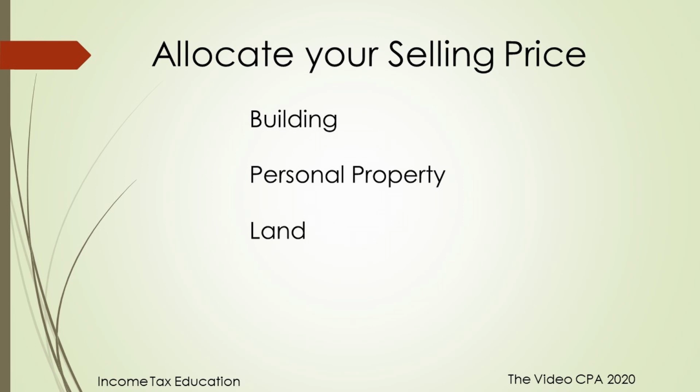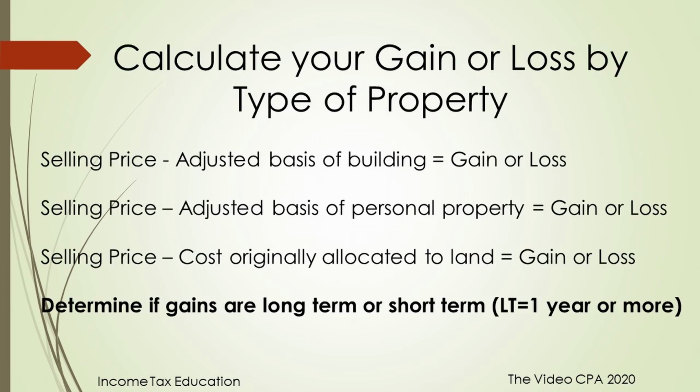So that's not only on the purchase end, but it's also on the sales end. So allocate your sales price by your different types of property and then calculate your gain or loss by the type of property. And it's a good idea to do this. A lot of people and a lot of CPAs and tax preparers don't do it as far as the land goes. They will do the personal property but not the land. And it's a good idea to do the land as well.